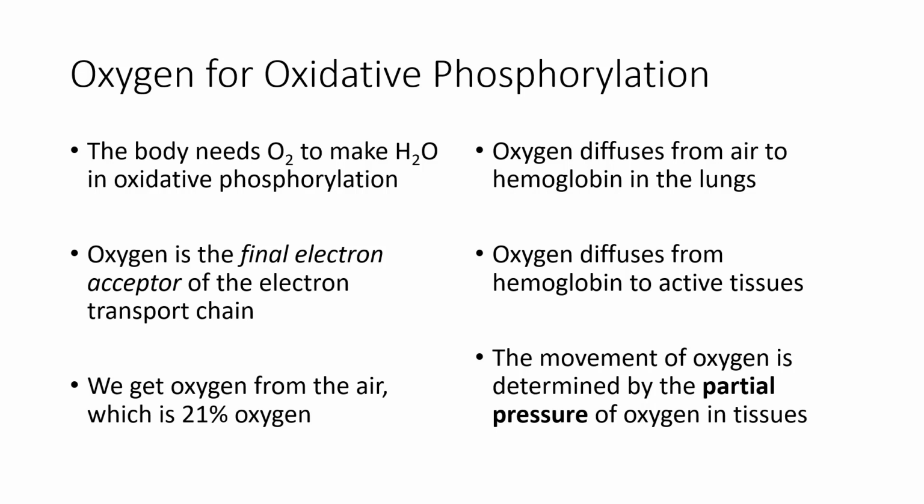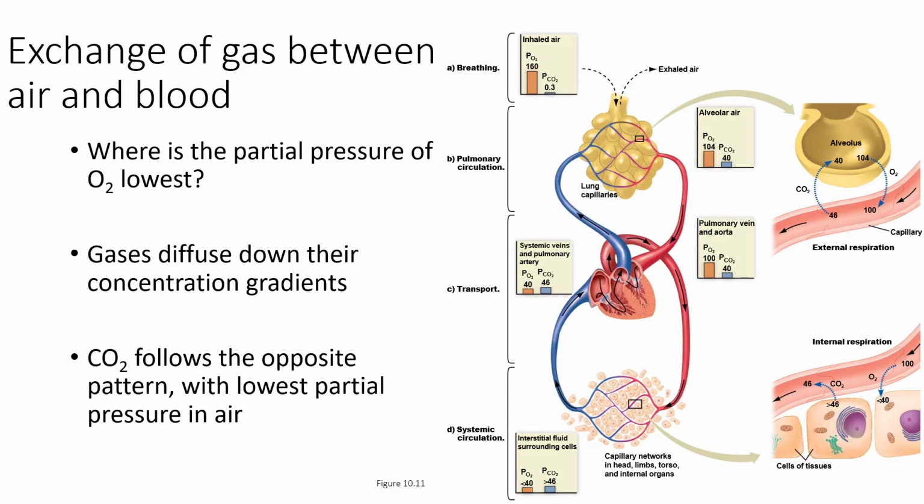And this is determined by the partial pressure of oxygen in the air and in these tissues. So you can see here with inhaled air, the partial pressure of oxygen is about 160. Look all the way to the bottom and you see the interstitial fluid surrounding the cells. The partial pressure of oxygen is less than 40. In a cell that is actively respiring, like your muscle cells when you run, you're going to draw that partial pressure of oxygen even lower as the body uses up oxygen.